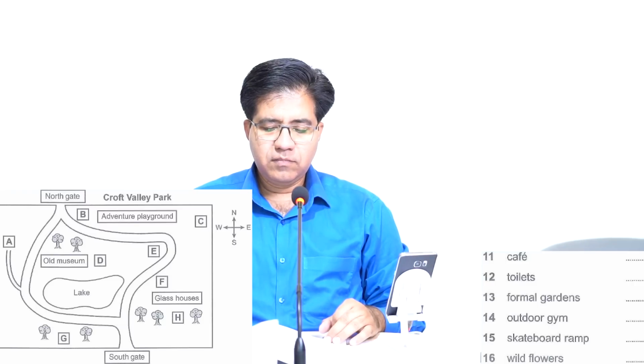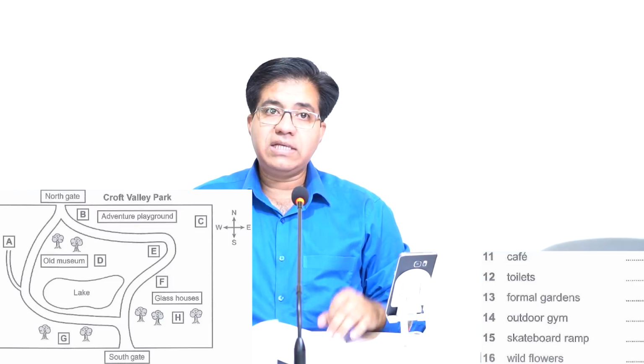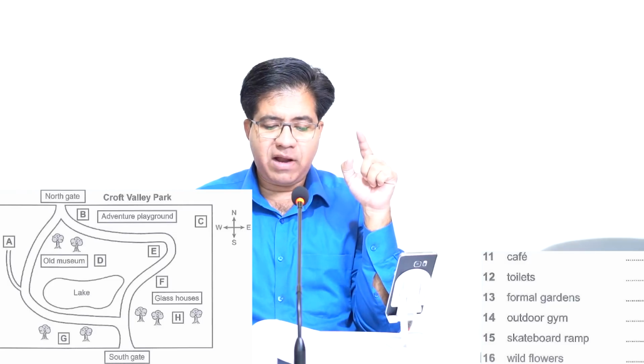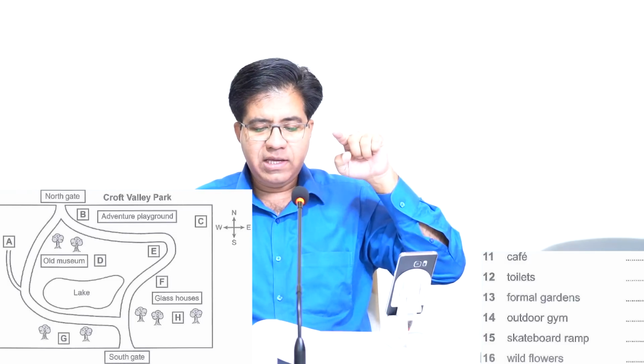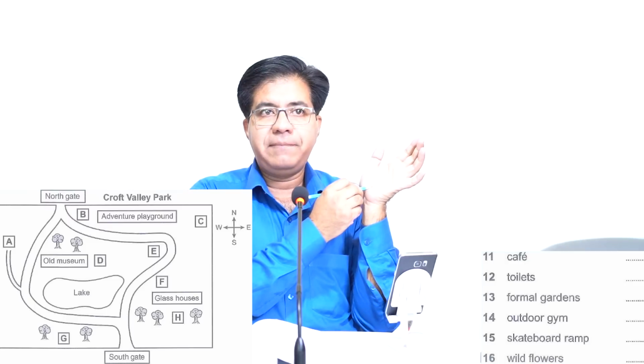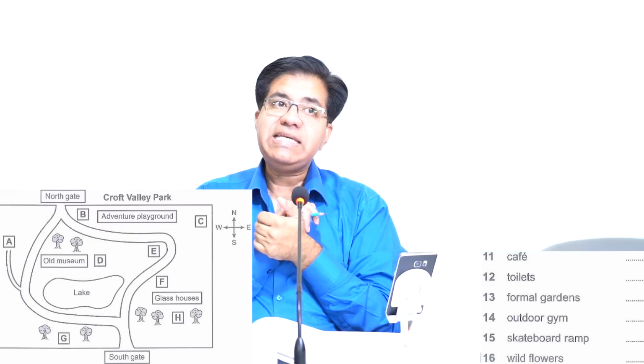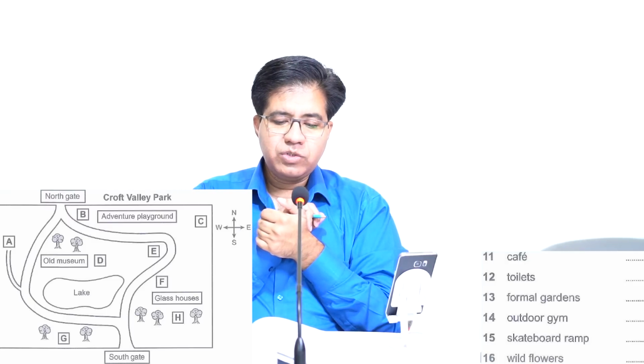Okay, south of adventure playground, east side of the lake, and there is only one bend in the map. So it's option E, exactly. So when you practice, you will realize it's going to be easier for you, right?